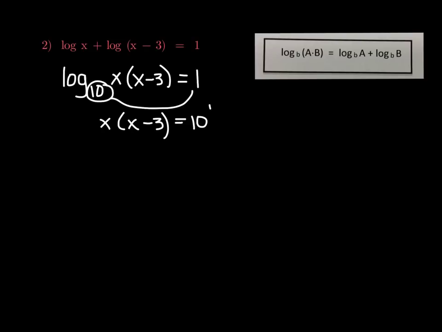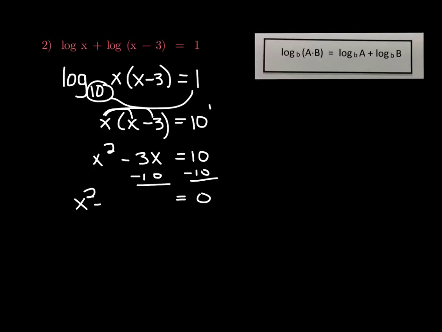So I'm going to distribute x times x is x squared. And then x times negative 3 is negative 3x. And if I subtract 10 from both sides of the equation, I'll have the right-hand side of the equation being equal to 0. So we have x squared minus 3x minus 10. All right, so this one's not so bad. So all we have to do is just factor and solve.